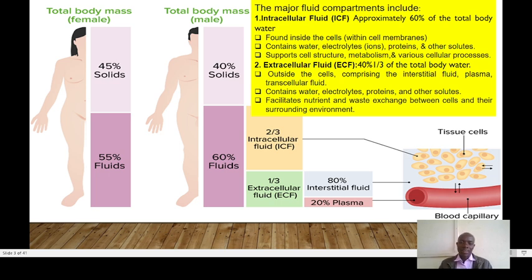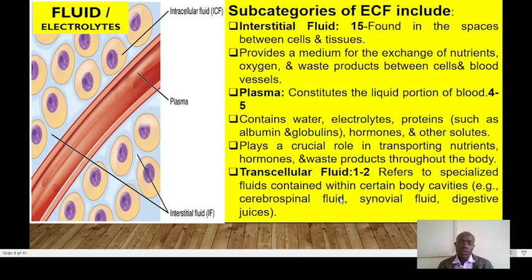All right, I can appreciate that two-thirds of the fluids will be found in the intracellular space, and a third will be found in the extracellular space. Out of this third, 80% is in the interstitial and 20% in the plasma. We can try to get the different categories of the extracellular space.